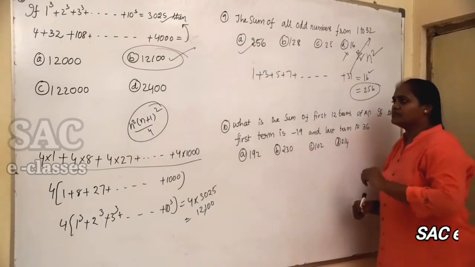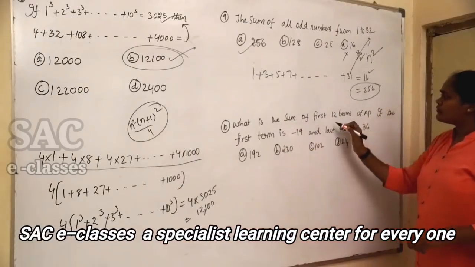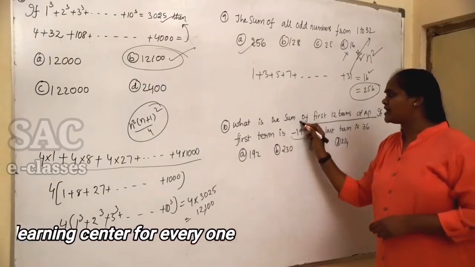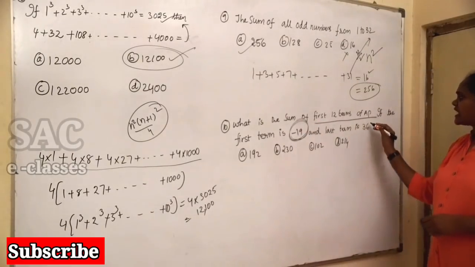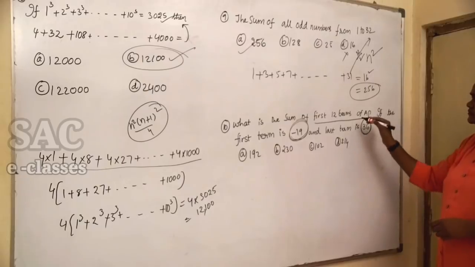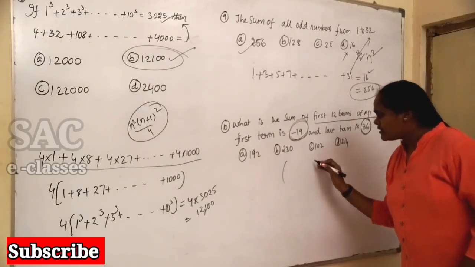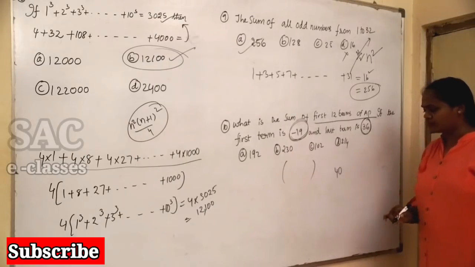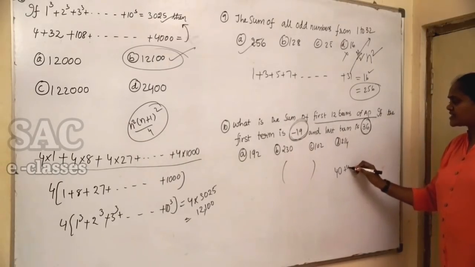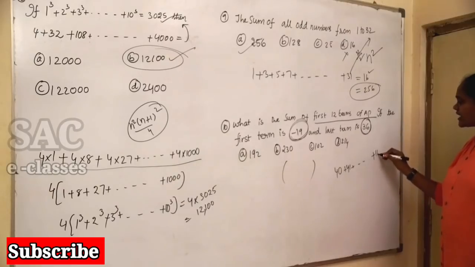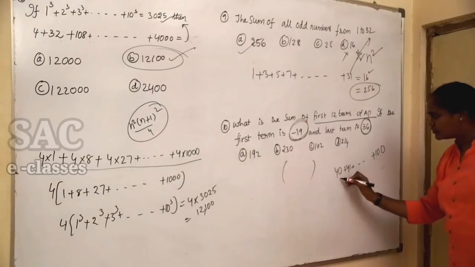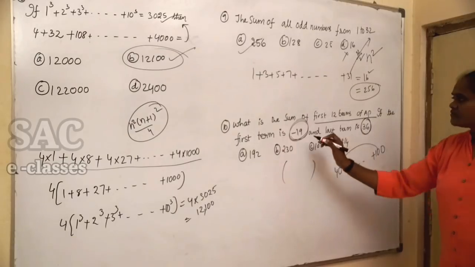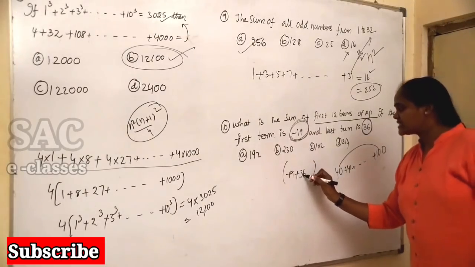See the 10th problem. What is the sum of the first 12 terms of an AP if the first term is minus 90 and the last term is 36? I told you already, whenever they are in an AP, if you know the first term, like 40 in the previous example, and the last term, like 100, first of all add the first and last term. That is, first term minus 90 plus 36.